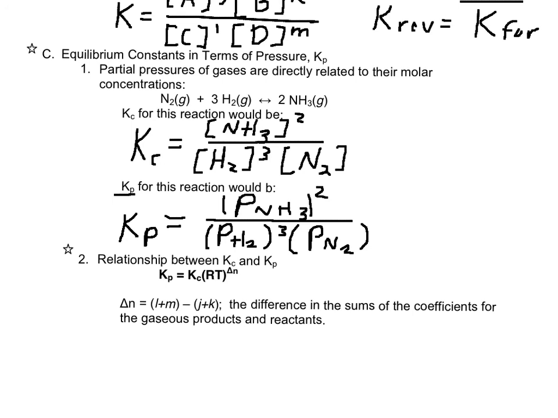There is a direct relationship between Kc and Kp. It's this one right here. You need to make sure you have that memorized. Kp is equal to Kc times R times T in Kelvin times your change in number of moles, where change in number of moles is the difference between the coefficients in your products and the coefficients in your reactants.